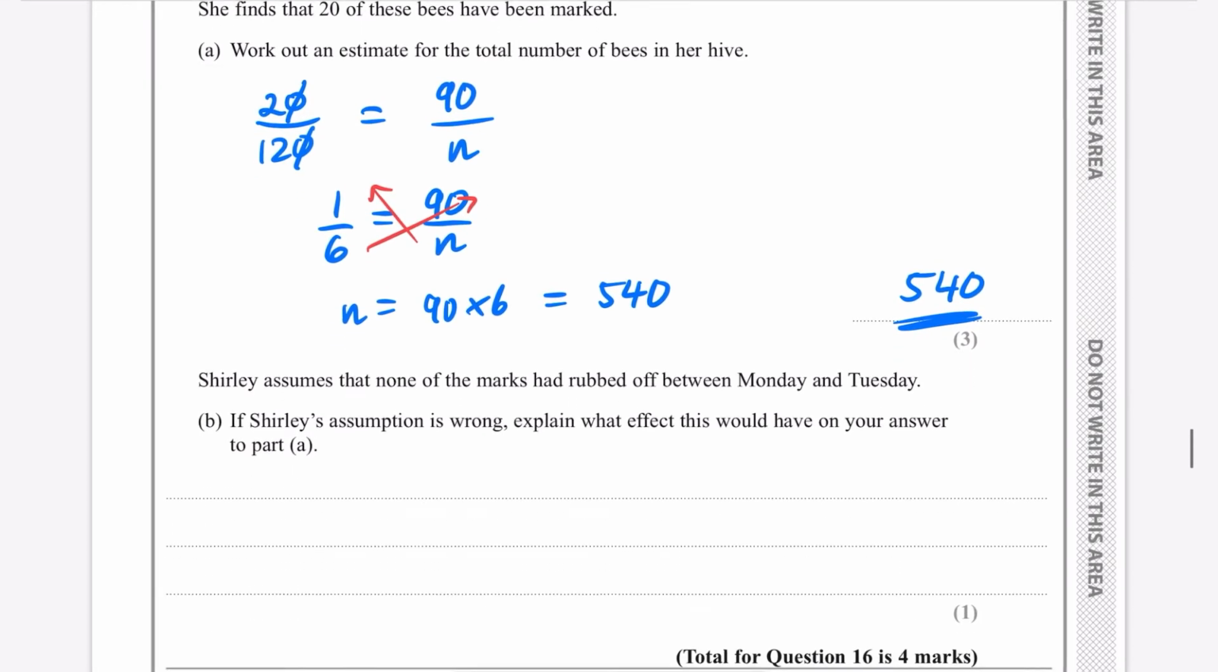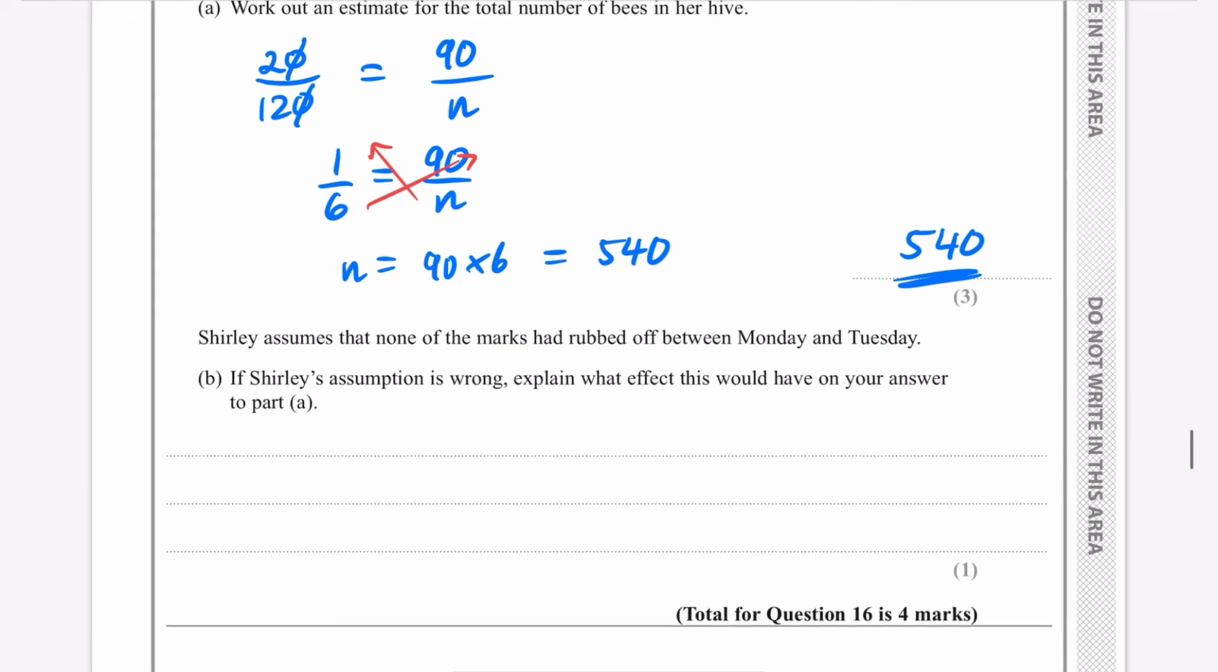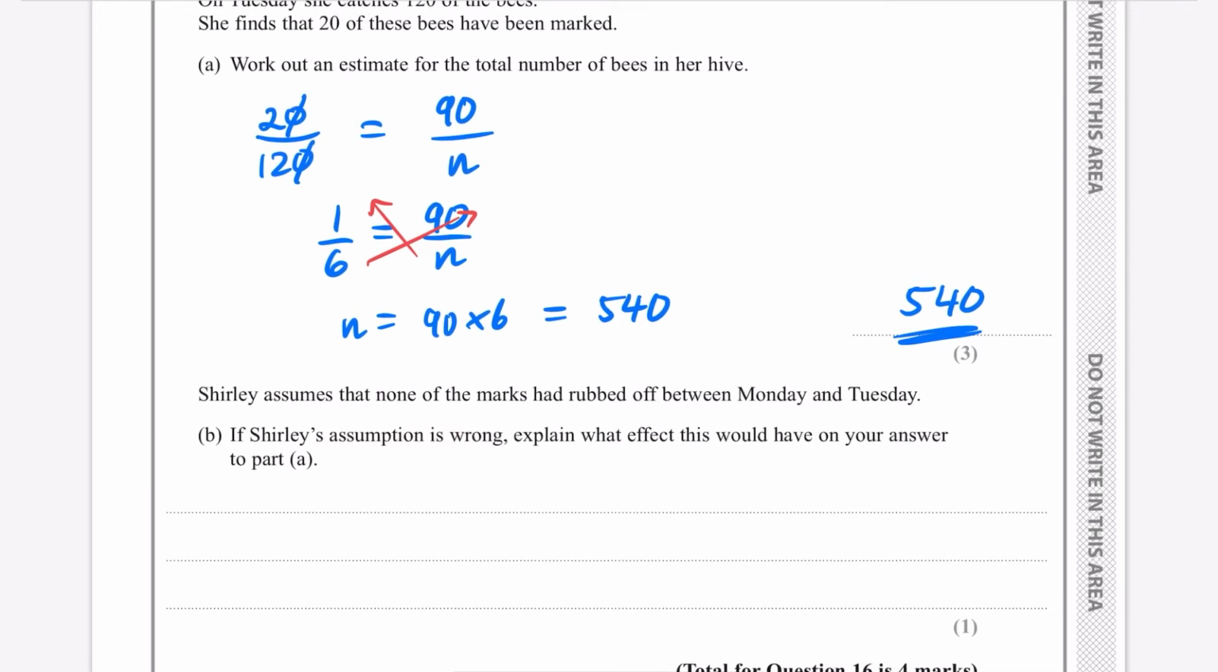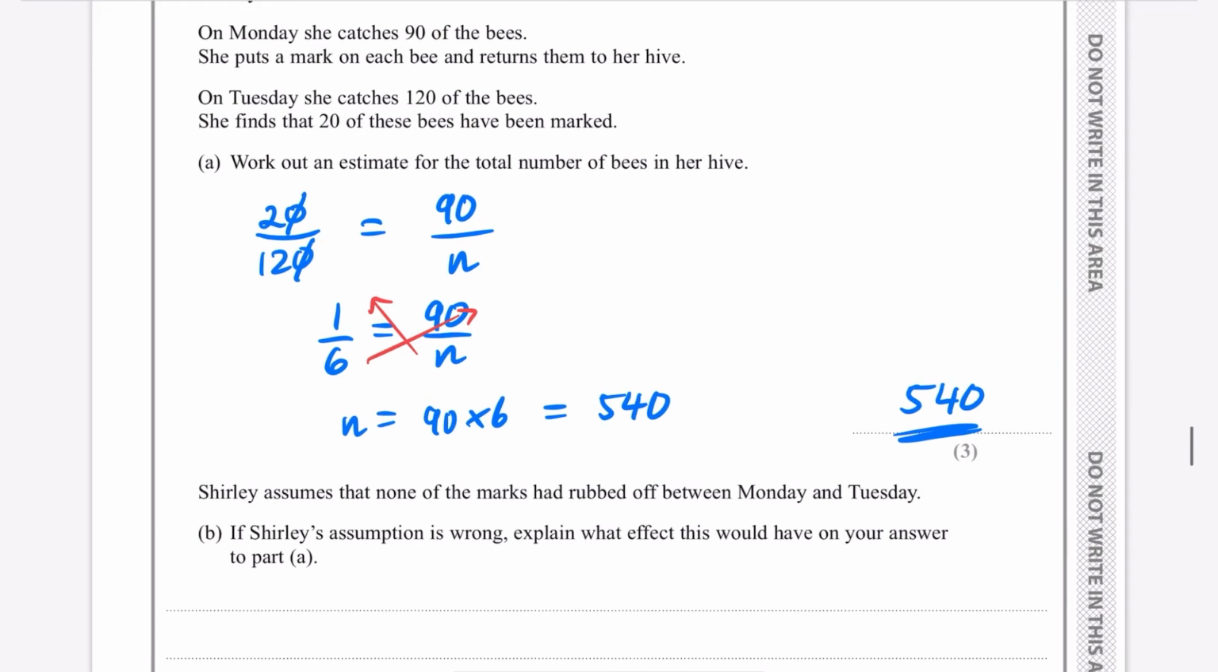Shirley assumes that none of the marks had rubbed off between Monday and Tuesday, but maybe some of them did. If Shirley's assumption is wrong, explain what effect this would have on your answer to part A. Well, let me do this in a different colour. Let's say that some of the marks had rubbed off. We would be saying that 20 over 120, let's say that some of them rubbed off, that it became like 80. 10 of the marks had rubbed off, so there weren't 90 bees that had a mark on, there were only 80, well, we'd get a similar kind of equation.